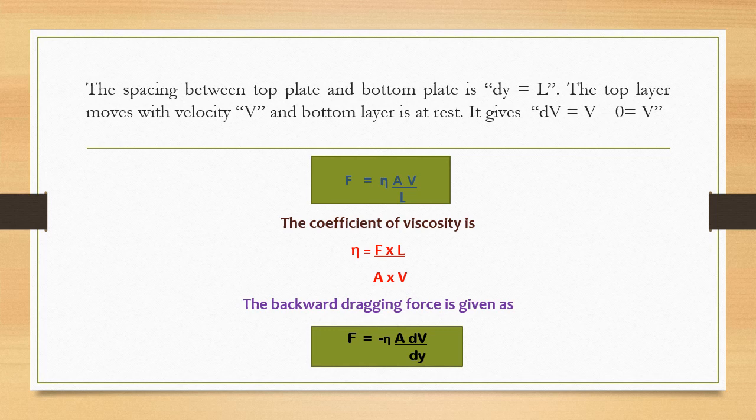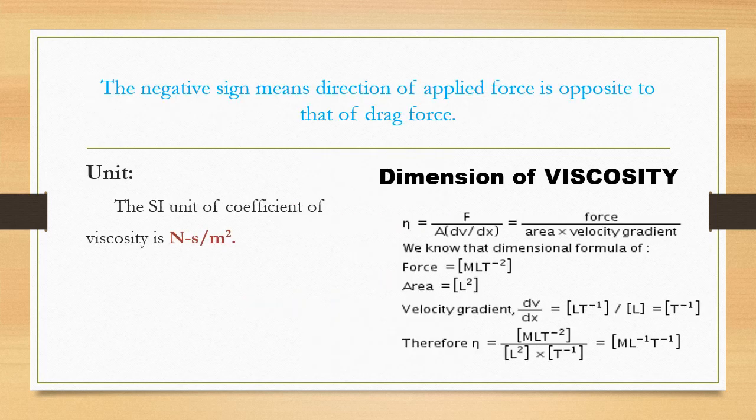Now similarly, the backward dragging force for the layers will be F is equal to, with the minus sign, minus eta A into dv over dy. The negative sign means the direction of the applied force is opposite to that of the drag force. Now the unit of the coefficient of viscosity is Newton second per meter squared. Here I have calculated the dimension of the viscosity.